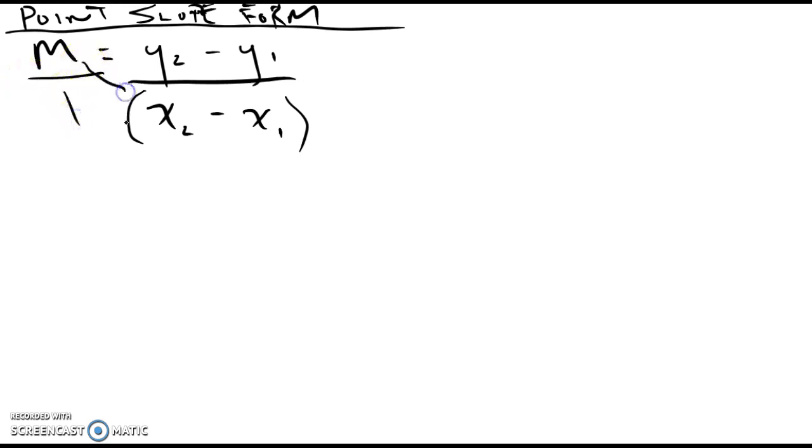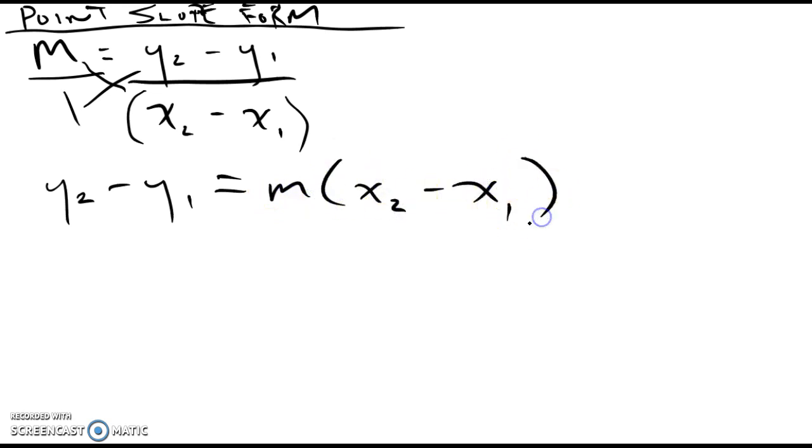Now we're going to cross multiply. So now we have y2 minus y1, well, times 1 is y2 minus y1. And that's going to be equal to m times x2 minus x1. Now we have the equation for point slope form. That's all it is. If we have a slope at one point, we're able to solve the equation and figure out how to graph the line.